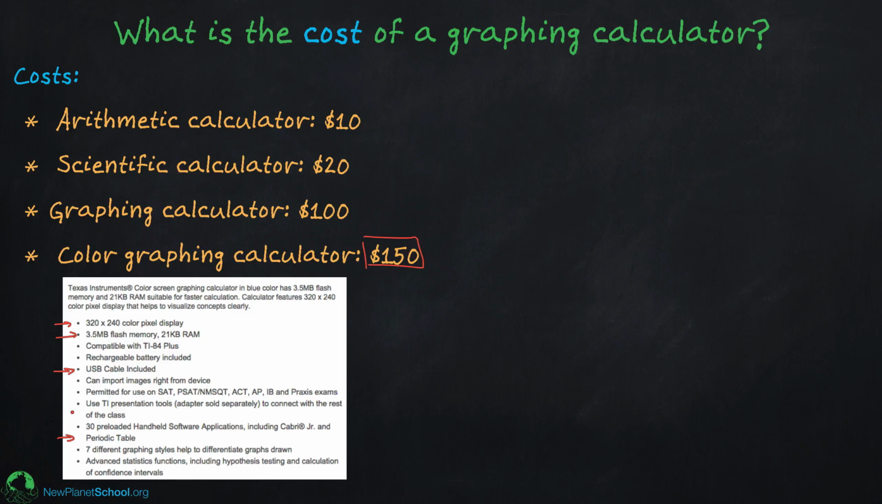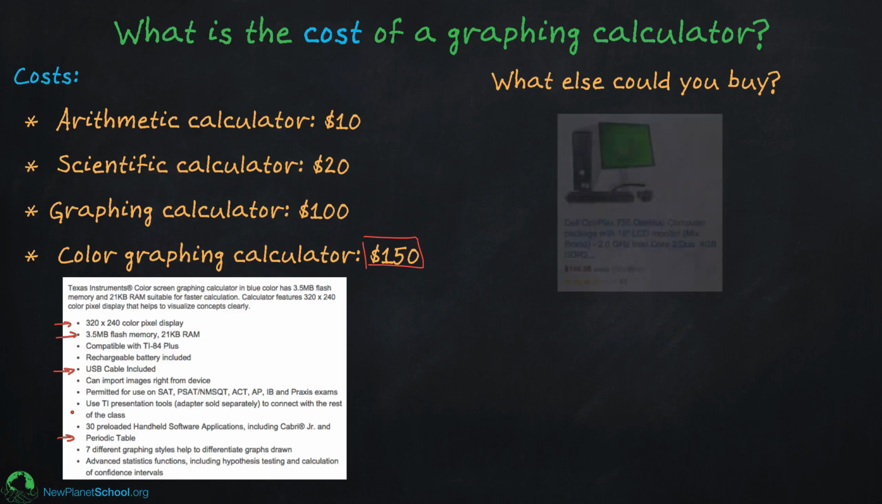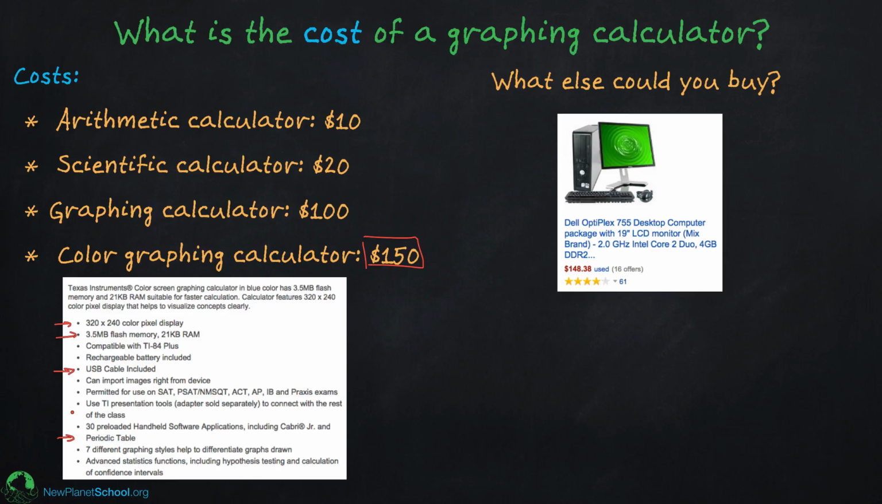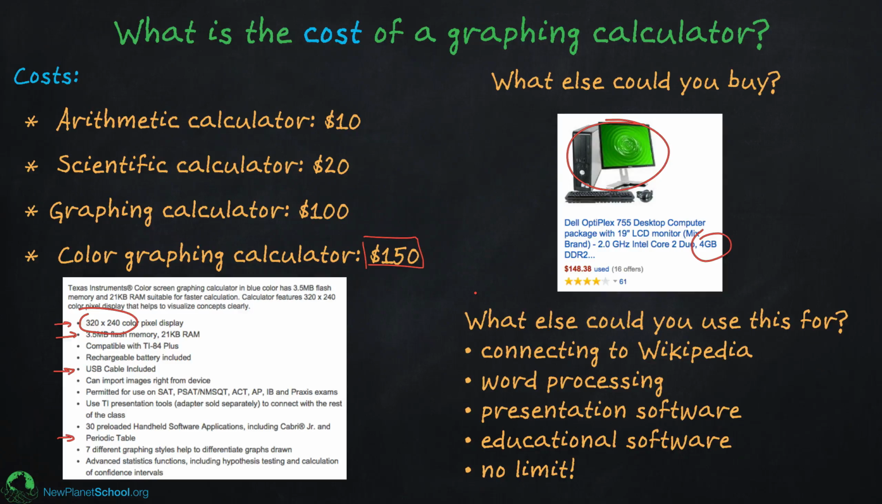So what can you get for the same amount of money? I went on the web and looked around and immediately found that for the same amount of money, I can buy an entire used computer system with about 1,000 times as much memory, a screen with thousands of times more pixels than this, and because it's a full computer, I can connect it to the internet and have access to all of Wikipedia, word processing and presentation software like Pages or Word or PowerPoint or Keynote, educational software. There's no limit. So if I'm able to use this as a graphing calculator, I get all of this capability with much higher quality and everything else.